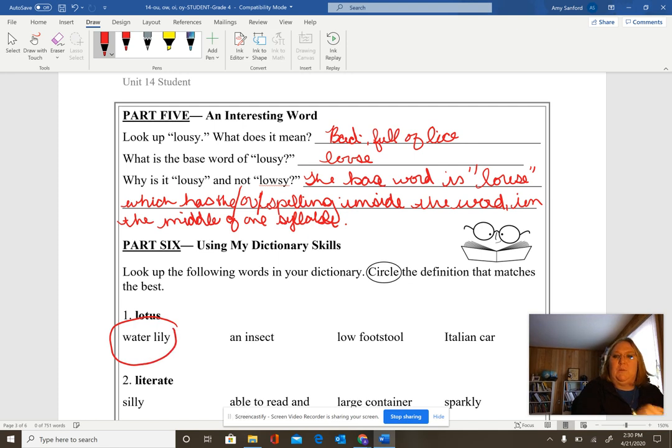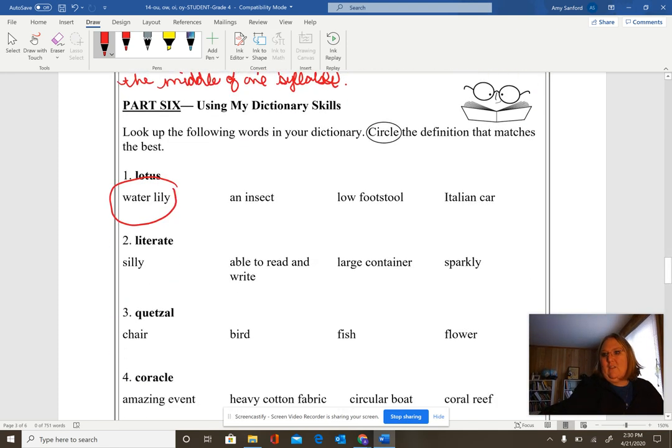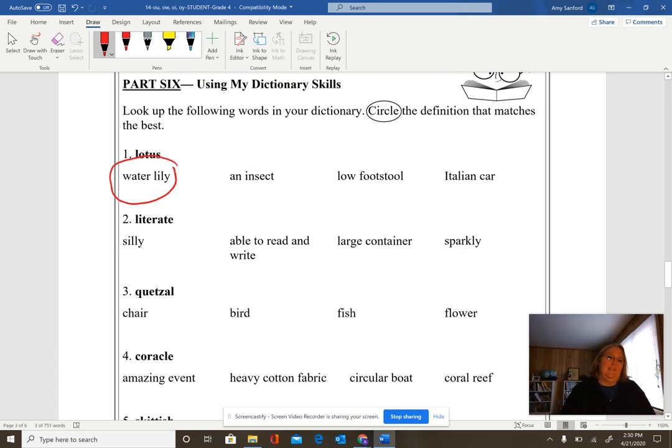Did you know that those are protected in the state of Michigan? If you go and pick lilies out of the lake, they are protected. So it's something you don't want to do. Literate, literate. He is a very literate person. Are they silly? Are they able to read and write? Is it a large container or is it sparkly? I think it's literate. He can read and write.